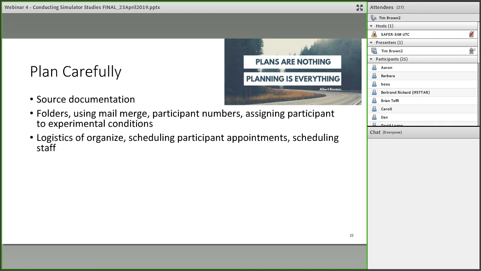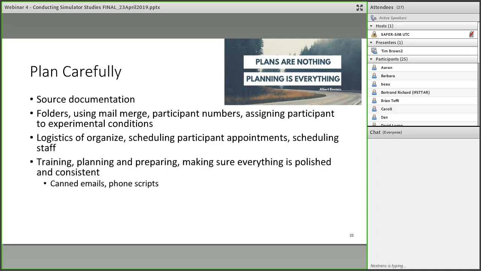Logistics, get your schedules organized. We've talked about this before, but at the end of the day, you want it all to go smoothly, and you want to have staff available when you've got people scheduled to be in. Making sure the training's complete. This is a critical factor that often gets overlooked as you're rushing in because you think everyone knows what they need to do. But you want to make sure that you as the chief investigator know what everyone's going to do and know that they know what to say and what not to say.